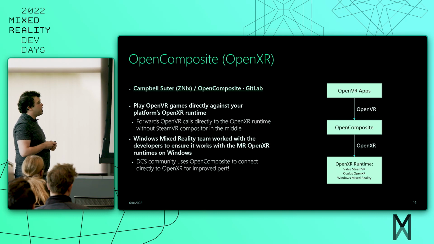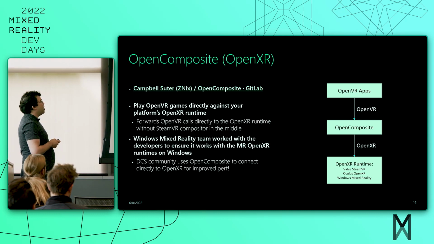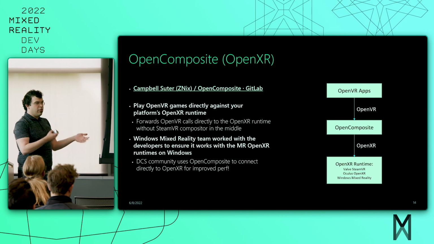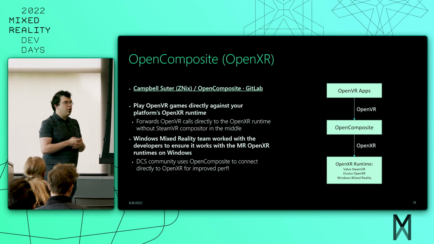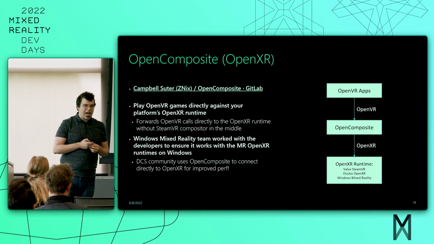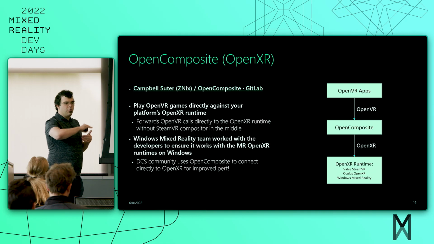Another really interesting project that's come out in the past bit has been Open Composite. You have some apps like DCS, the flight simulator, that still use the OpenVR API, the one that would originally let you talk to SteamVR. Ultimately, maybe it makes sense for folks to rebuild that backend on top of OpenXR, but that takes time. But you still potentially don't want to go through all that overhead.